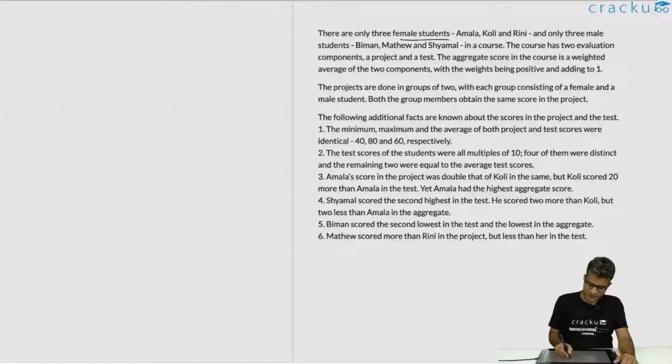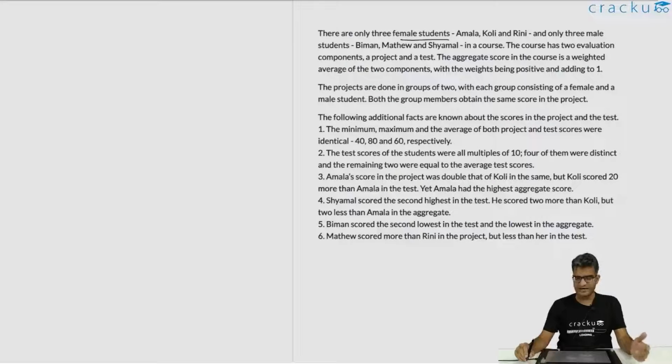In this question, we are told that there are 3 female students, Amala, Kohli and Rini, and there are 3 male students, Biman, Matthew and Shyamal. They're in a course. The course has 2 components, project and test. Project is done in a group of one male and one female, and both of them get the same score in project. In test, all of them are marked individually. Project is given some weightage, test is given some weightage. The sum of these two weightages is equal to 1, and based on it, we are getting an aggregate score for the 6 people. So let us first draw a table.